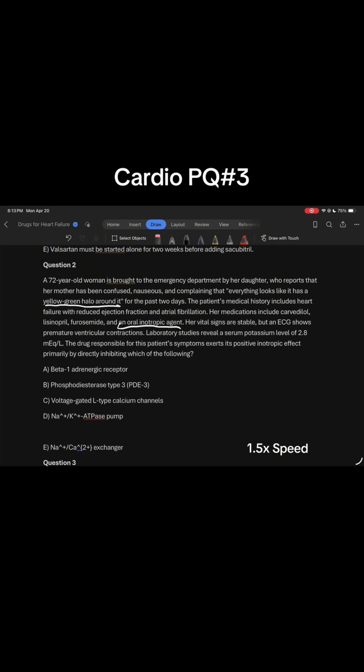Her vital signs are stable, but an ECG shows premature ventricular contractions. Laboratory studies reveal a serum potassium of 2.8. We're going to underline that because that's another clue. The drug responsible for this patient's symptoms exerts its positive inotropic effect primarily by directly inhibiting which of the following?